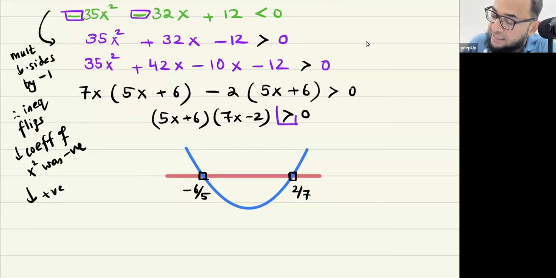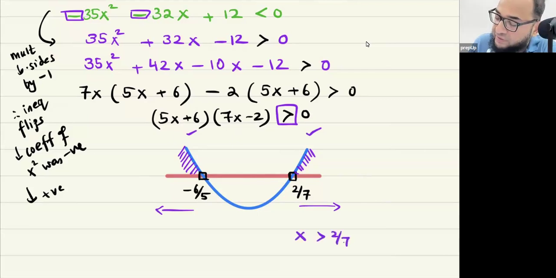So if it's greater than 0, that is this region above the x-axis, this region above the x-axis. So therefore, which way are we going? I'm just very particular about shading. We are going to the right, we are going to the left, because this is two separate regions, two separate answers. So therefore, the answer is x is greater than 2/7 and x is less than negative 6/5.